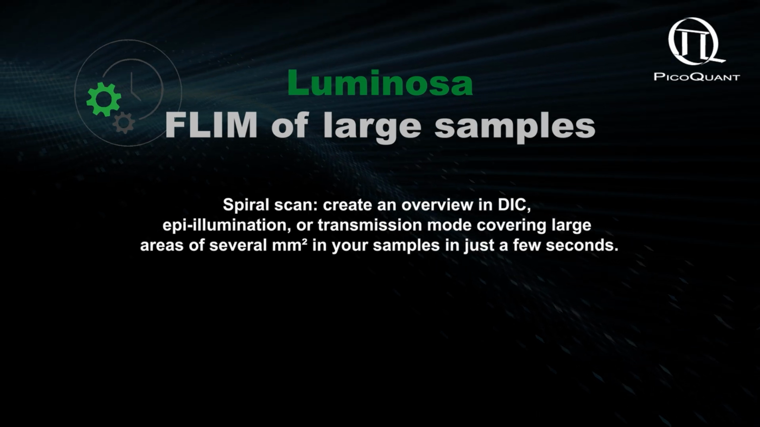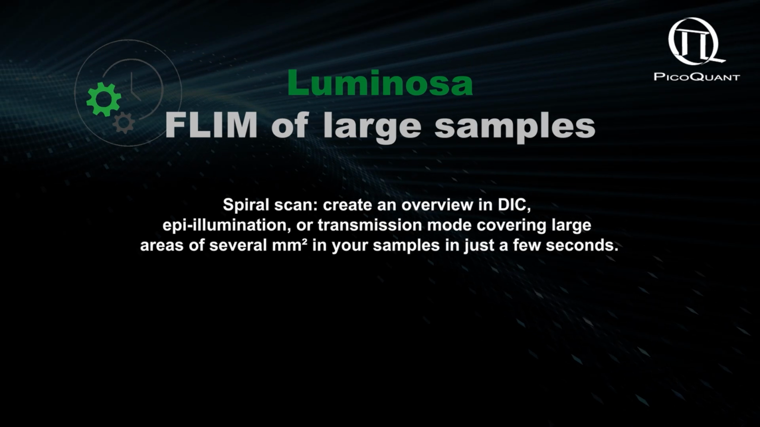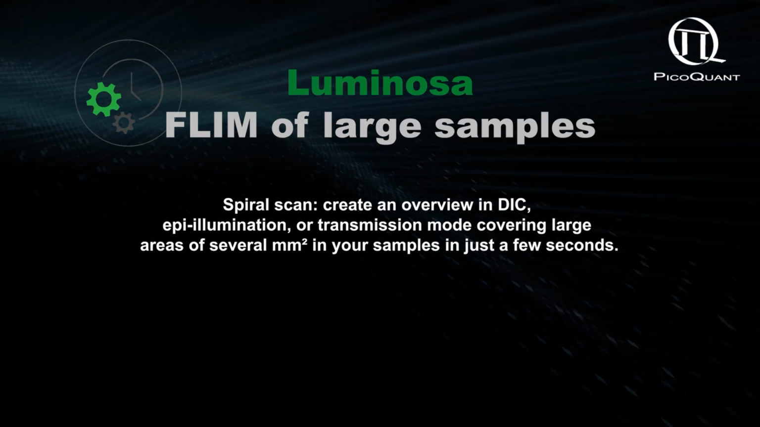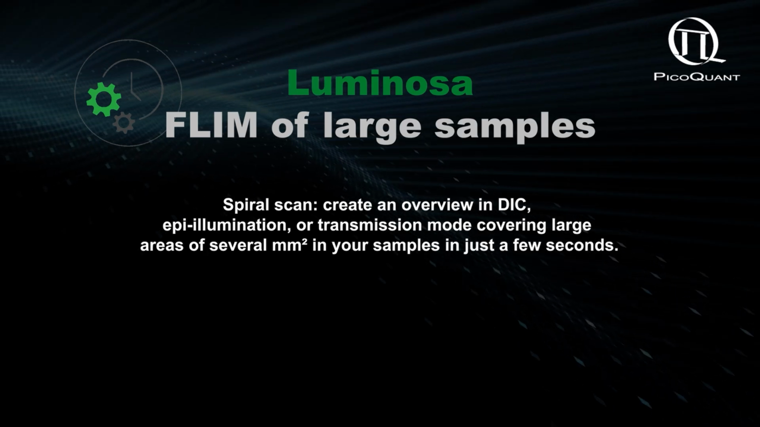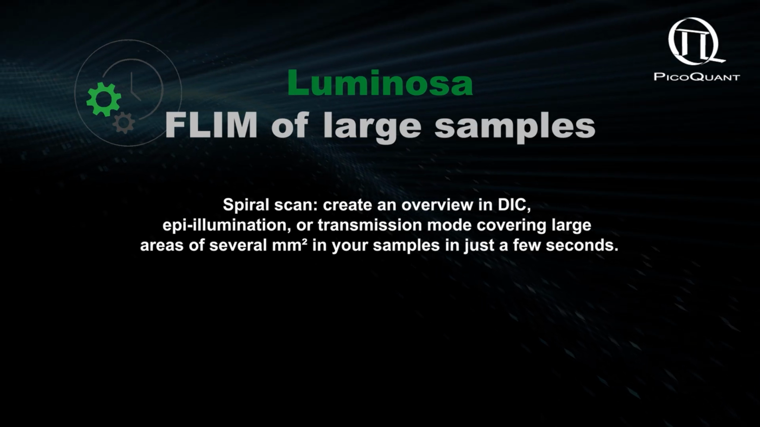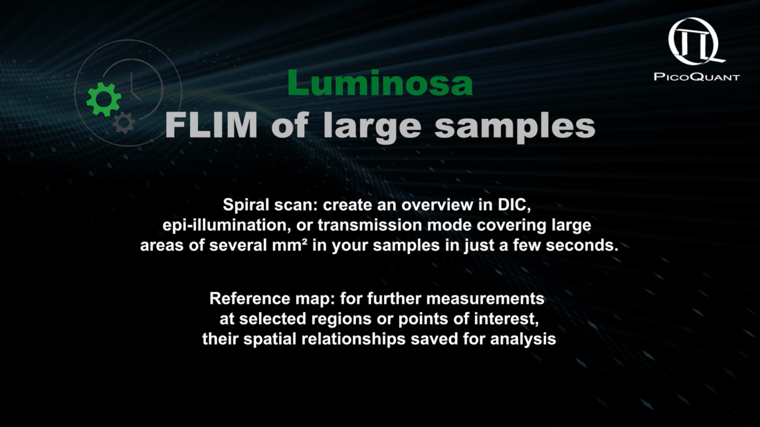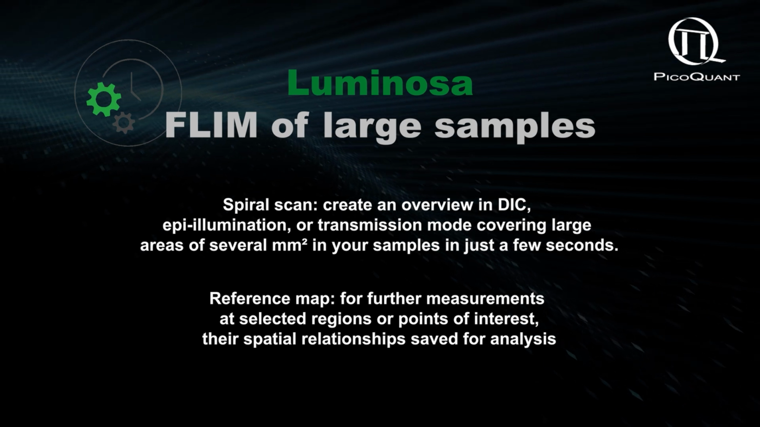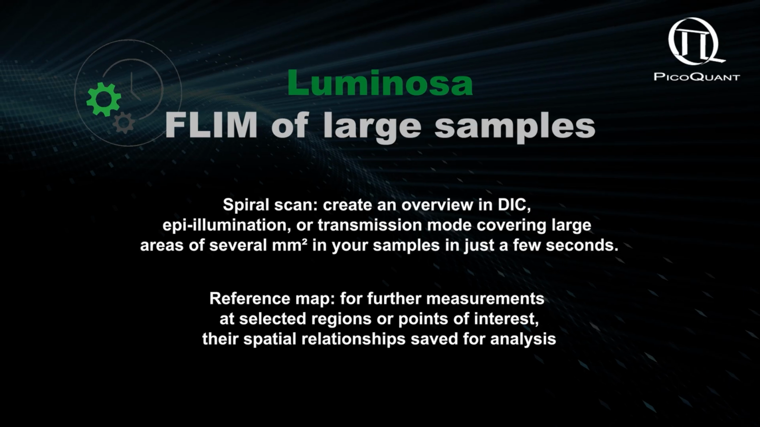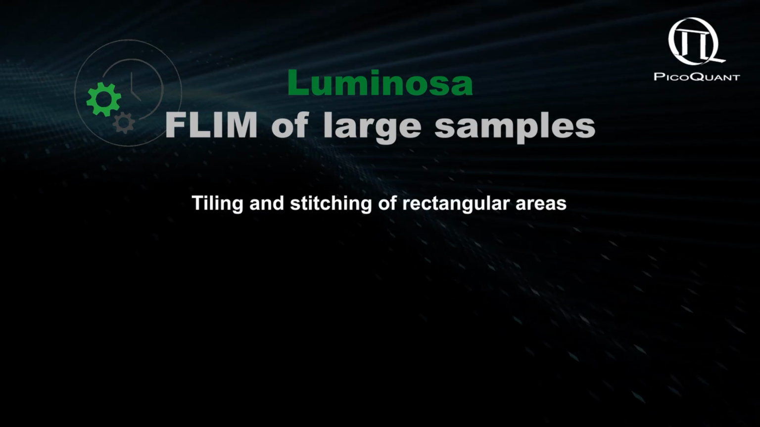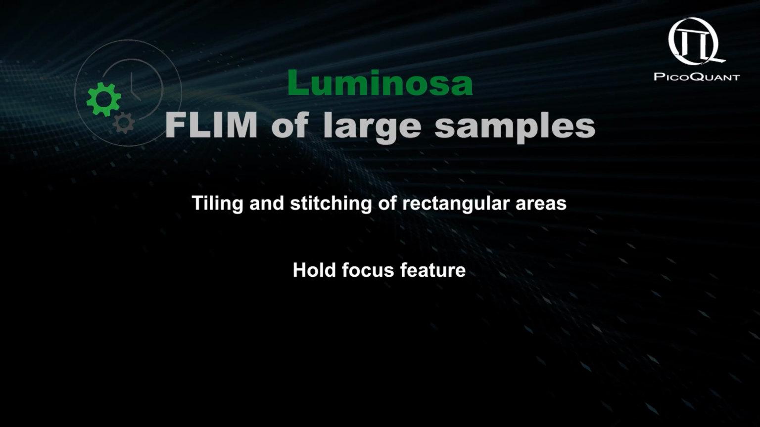Luminosa's spiral scan creates an overview in DIC, epi-illumination, or transmission mode, which covers large areas up to several square millimeters in your samples in just a few seconds. This serves as a reference map for further measurements at selected regions or points of interest. Their spatial relationships are saved for analysis. Tiling and stitching of rectangular areas is supported by the Hold Focus feature.